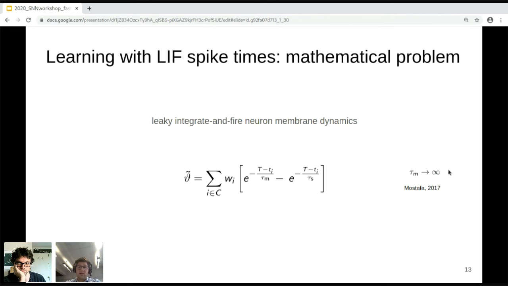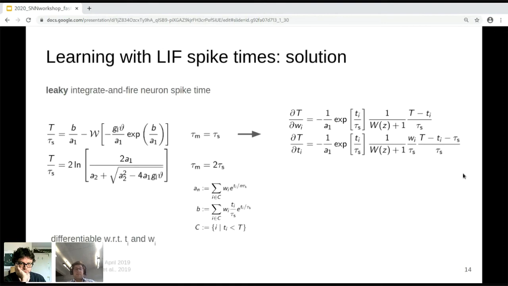One possibility where it's solvable is when we have a non-leaky integrate-and-fire spike time. So when the membrane time constant approaches infinity, then the first term just becomes one, and we can solve this for the output spike time. This was done by Hesham Mustafa in 2017. But there's also other possibilities where we can solve this. These are two equations, those on the left, that I found during my master thesis, which I started 2 years ago and finished last year.